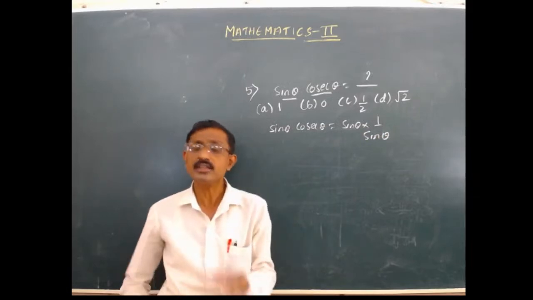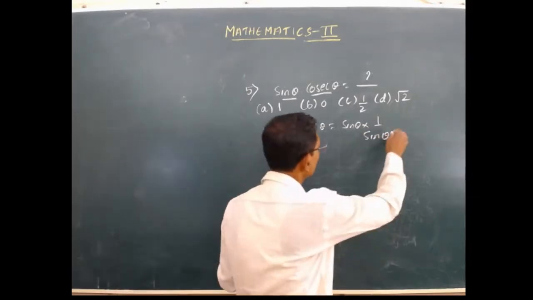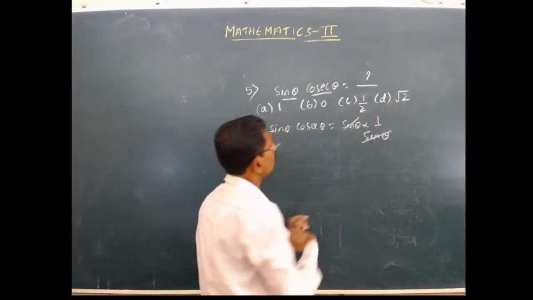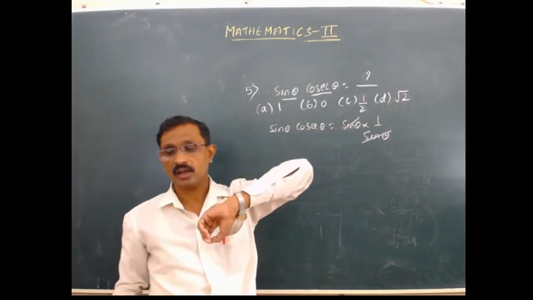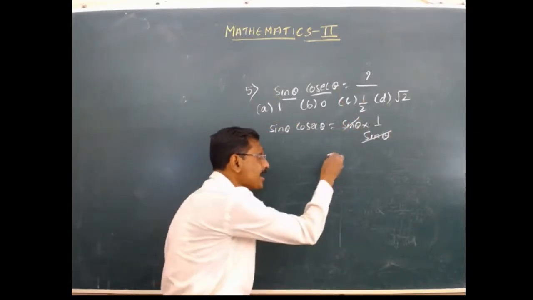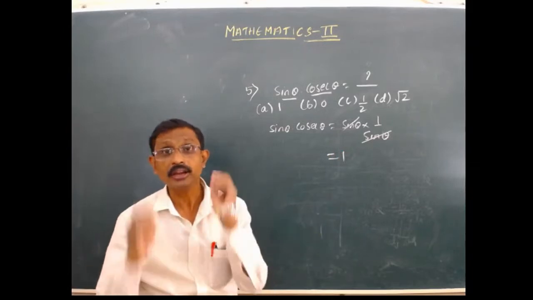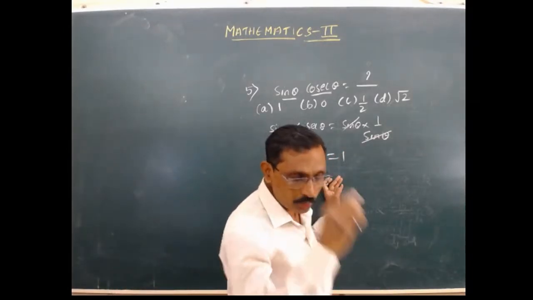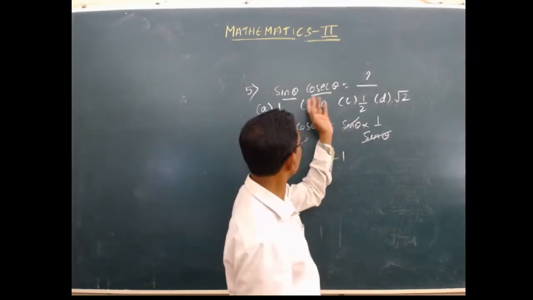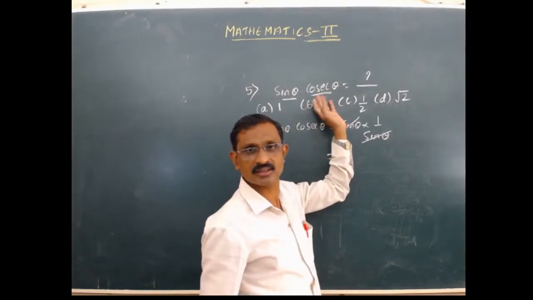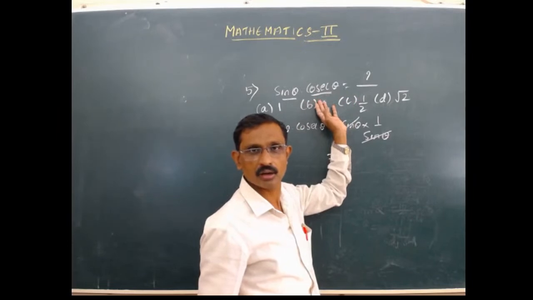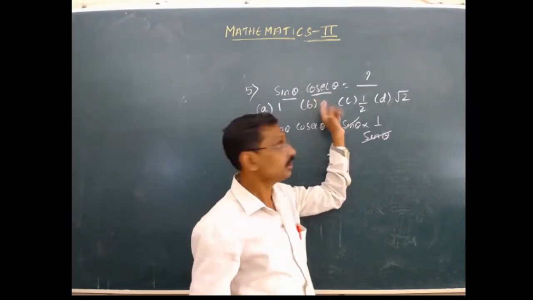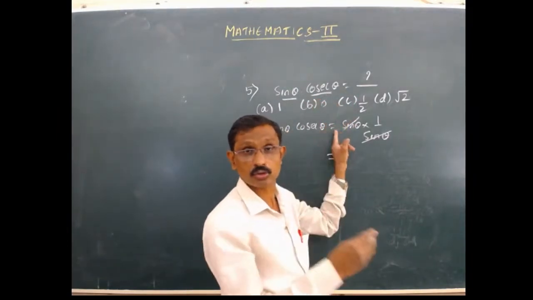If I write cosec theta as 1 upon sin theta, then sin theta cancels with sin theta. What do I get? I get the value as 1. Always try to find if there is any relation between sin theta and cosec theta. If you find the relation, then it will be very easy to solve.